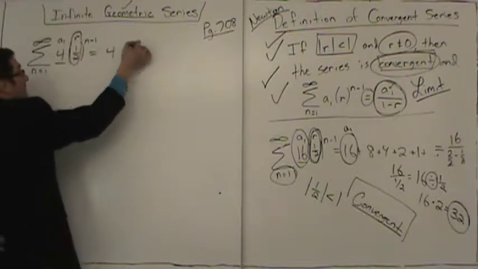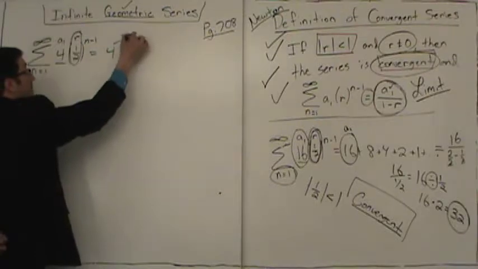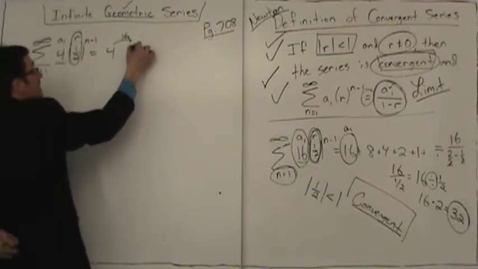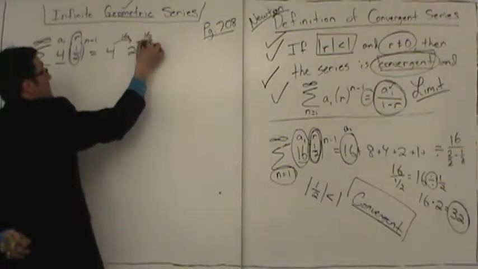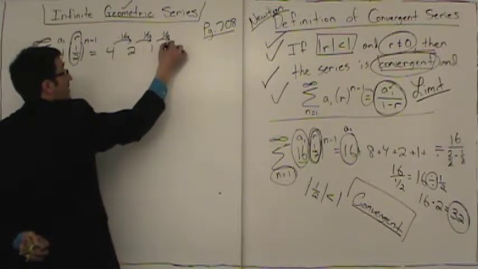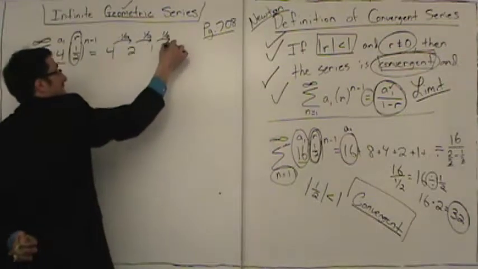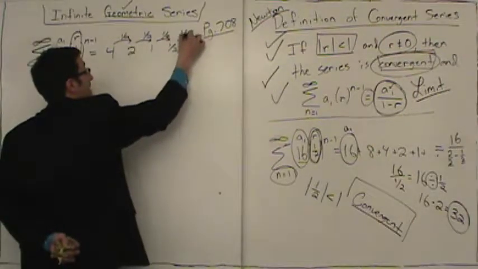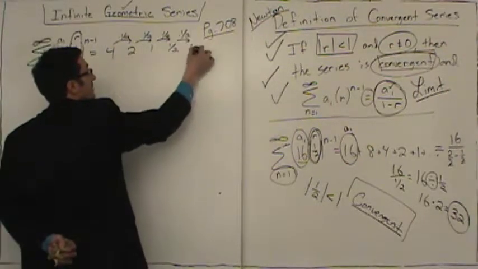So what are we multiplying by to get to the next term? We're multiplying by a half. 4 times a half is what? 4 times a half is 2. 2 times a half is 1. 1 times a half, we get what? 1/2. Times a half again. Once we get the fractions, it's easy. Times a half again. 1 times 1 is 1, 2 times 2 is 4. We get a 4th plus what?